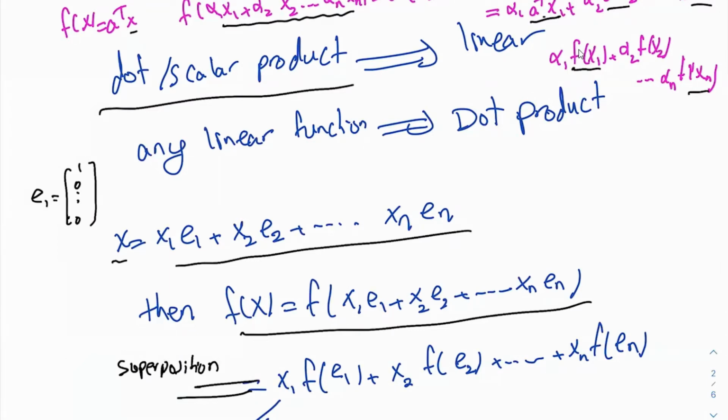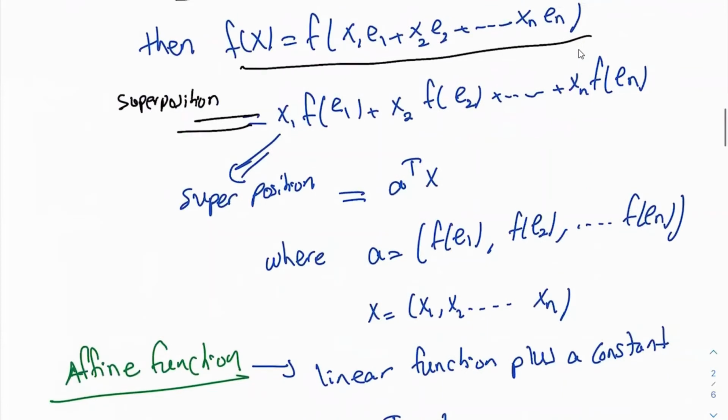And well, what is this? Let's take a look at that. I wrote down superposition here. But what is this one? This is A transpose X, where A is just defined like this: f of e1, f of e2, and so on. This is just the definition of the dot product, right? And X is just x1, x2, xn. Since I define it as a column vector, let's put it like this. Okay. Great. So this is just A transpose X.